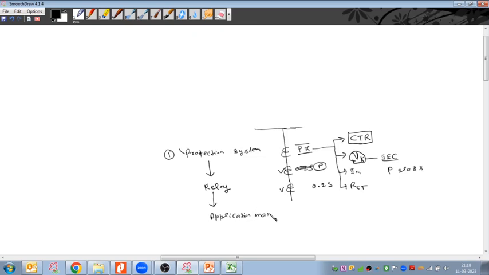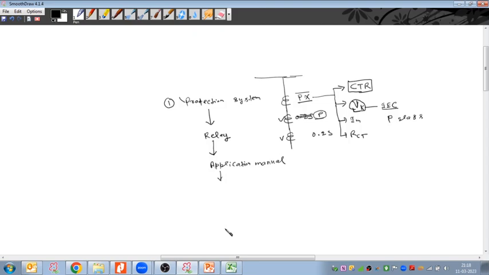So download the application manual. There would be like 600 or 700 pages in the application manual. No need to read all the 600 or 700 pages. Go directly to the CT requirement page, and then note down the CT requirement formula.